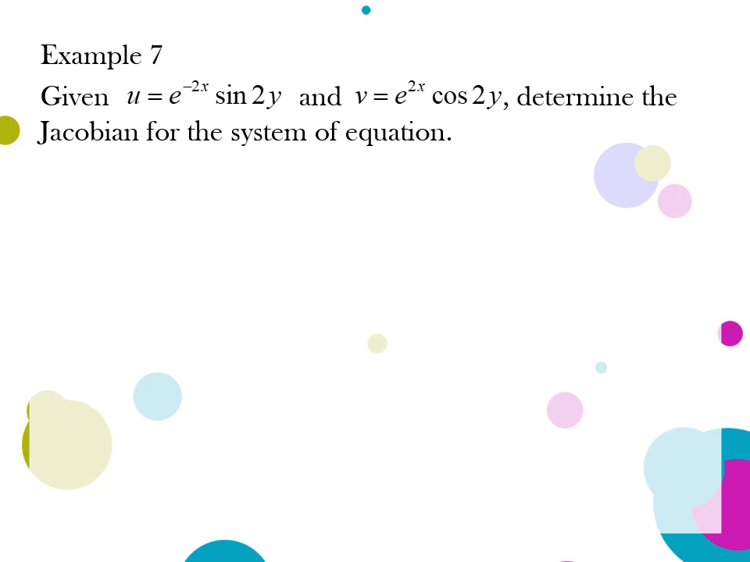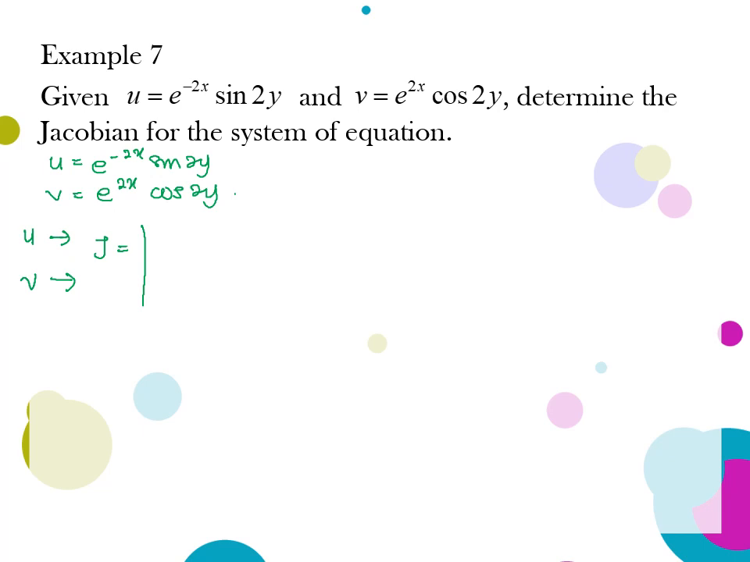First I will arrange my functions like this, so that it's easy for me to see. You have the second function, exponent 2x cos 2y. In order to find the Jacobian for this system, I will treat my first row for function u, the first function, and the second row I will do for my second function, which is v.